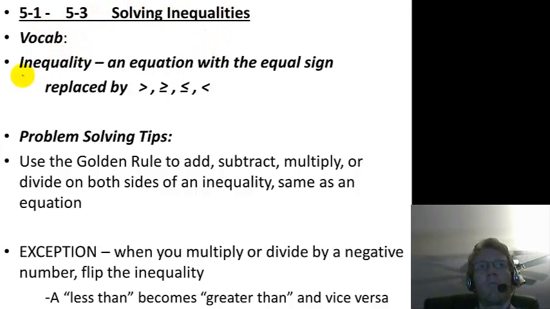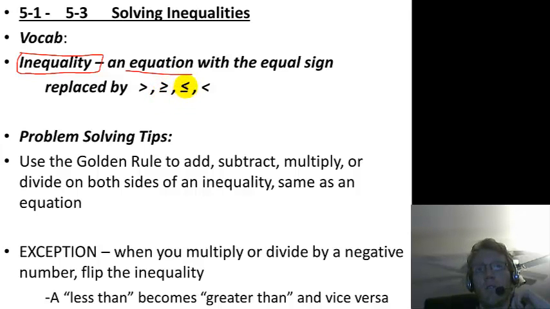First, vocab: what is an inequality? An inequality is just like an equation, except instead of an equal sign in the middle between the left and right sides, you have an inequality symbol. There are four different inequality possibilities: greater than, greater than or equal to, less than or equal to, and less than. Notice these two in the middle have a little bar underneath. That means or equal to.